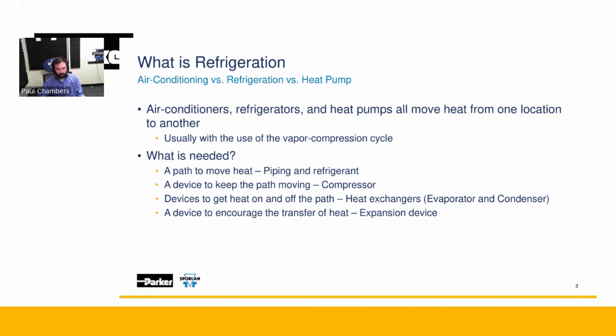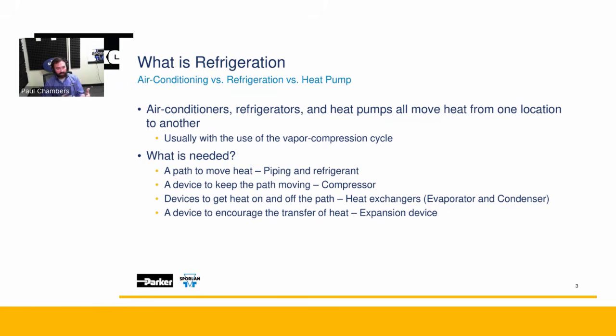So if we're going to move heat from one place to another, we'll talk about the basics of how you move heat. Well, you're going to need a path. Not just the piping, but also something inside to put the heat into and take it out of. That will be our piping and refrigerant. That would be one thing. We have a path now for heat to move on. If you wanted to do refrigeration, you'd also have to keep that path moving, actually make it march around the circle. Well, that would be your compressor.